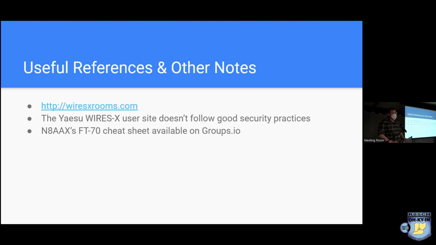But he's got this nice cheat sheet, and I have put it up on groups.io. So if you are a member and you don't have access to groups.io, then get with it, man. Get on groups.io and just go under the files section and you'll find his cheat sheet. It's got some general Wires X information, but the FT70 is a little bit different because it doesn't have a fancy screen. It's more of a basic LCD text screen. So it's not quite as Wires X user friendly as what you saw in these videos.